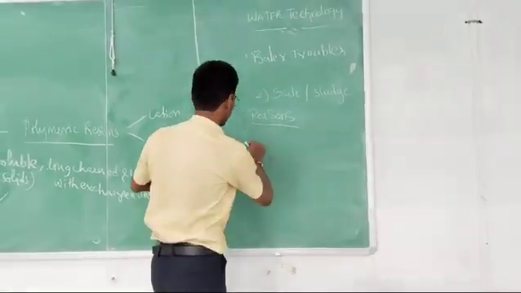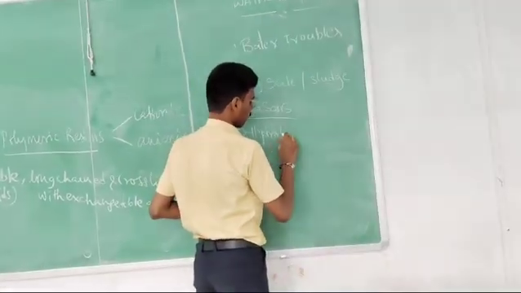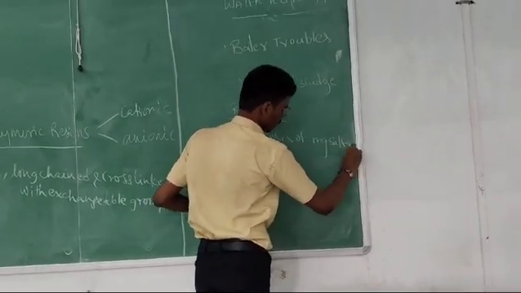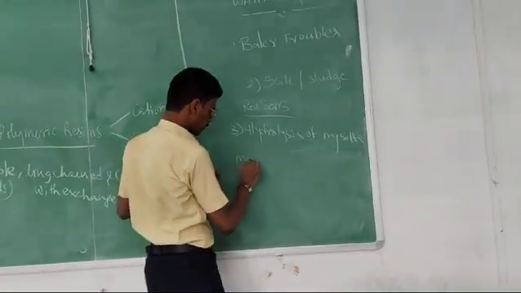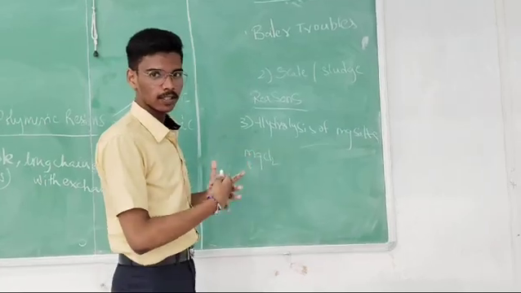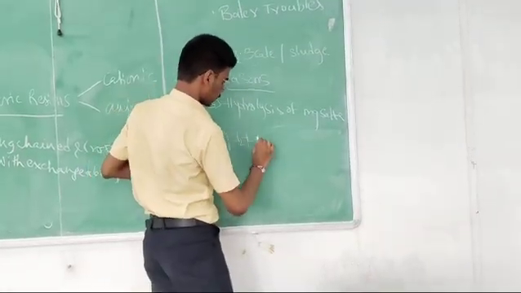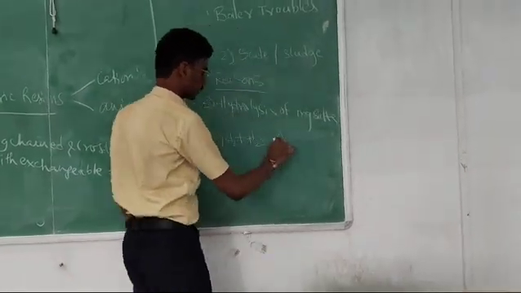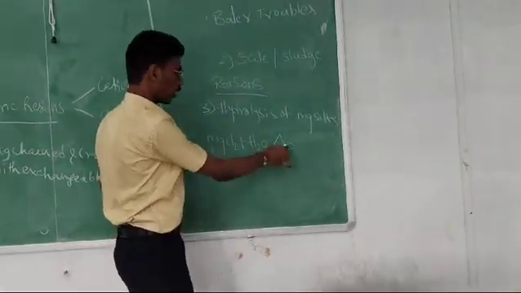And the third reason for the scale formation is hydrolysis of magnesium salts. For example, we will take magnesium chloride salt. Hydrolysis means reaction with H2O or water. So magnesium chloride reacts with H2O at high temperature, because we are boiling the water for steam generation.